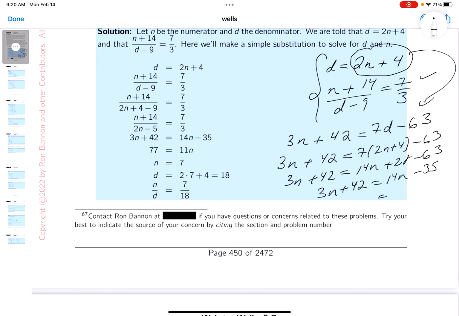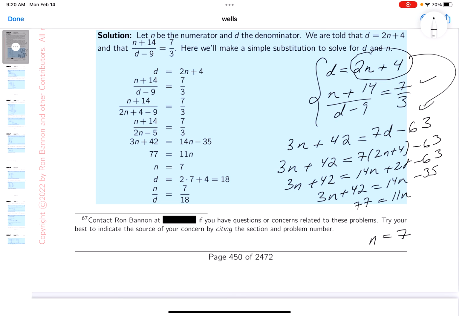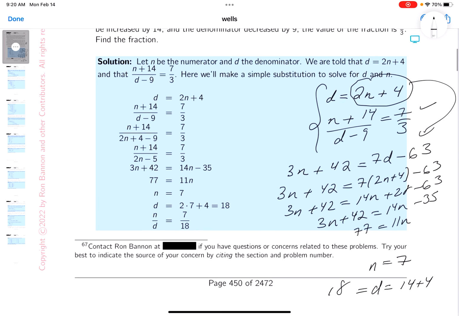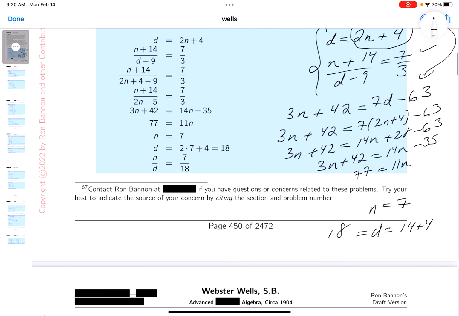I'm going to subtract 3n from both sides. I get 11n, and add 35 to both sides, and you're going to get 77. Let me just check that. Yeah, 77. So what's n? n is 7. What's d? Well, I know what d is because d is equal to 2n plus 4. What's twice n? 14 plus 4, so d is 18. What's their question, though? It's what's the fraction? Remember, the fraction is n over d. So what's n over d? 7 over 18. That's the fraction. That's listed for you right over here. Thank you.